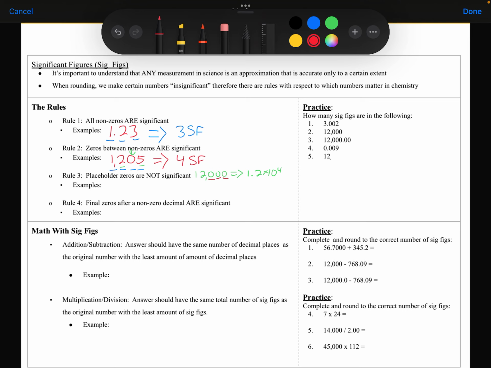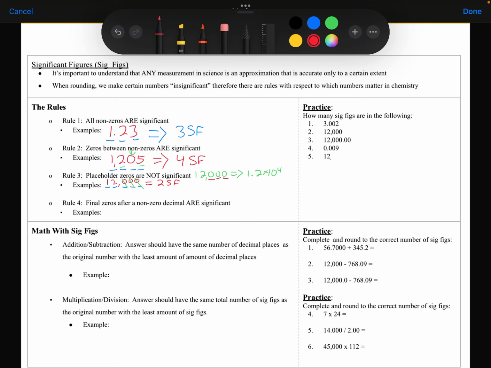All right? So the number 12,000, let's take it again. If I write that number out in standard form, it has a total of 1, 2, 3, 4, 5 digits in it. But those placeholder zeros at the end, since I can get rid of them in scientific notation, they are not considered significant zeros. So this number actually only has 2 significant figures in it, not 5.